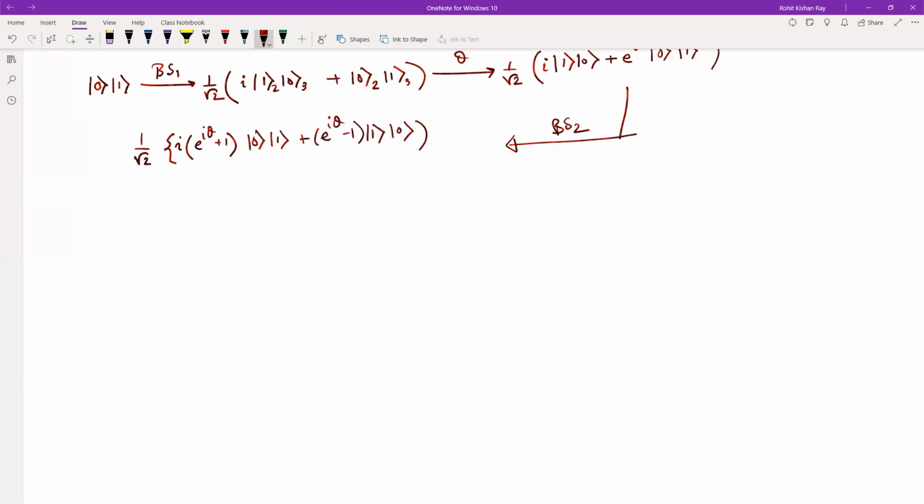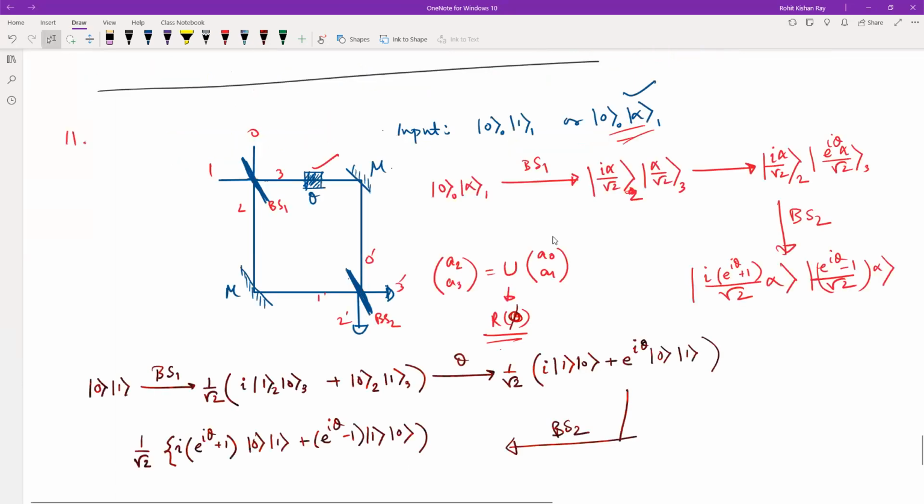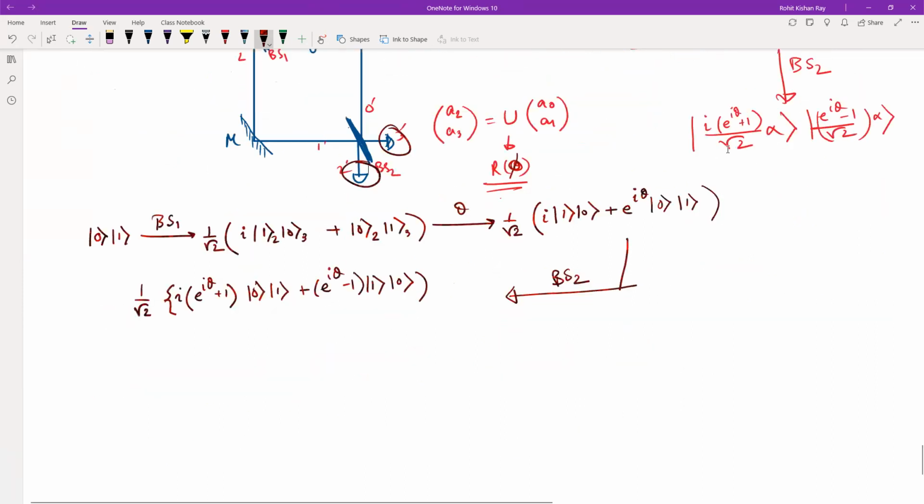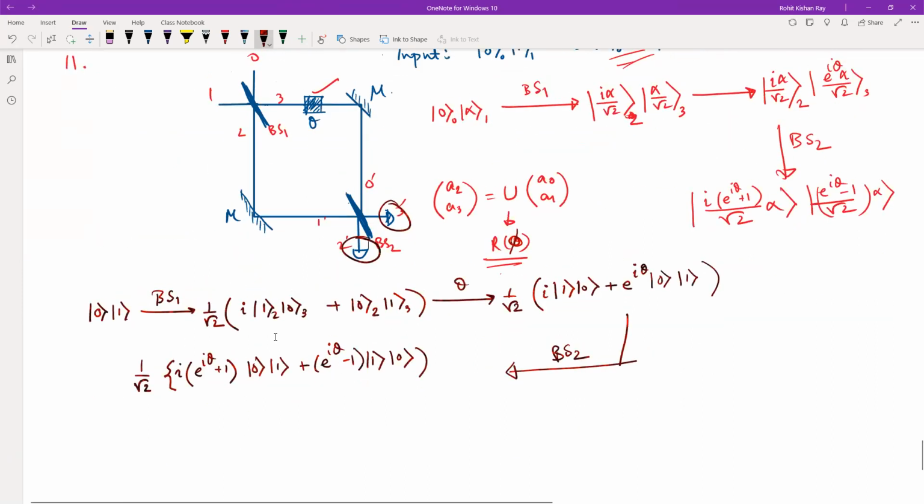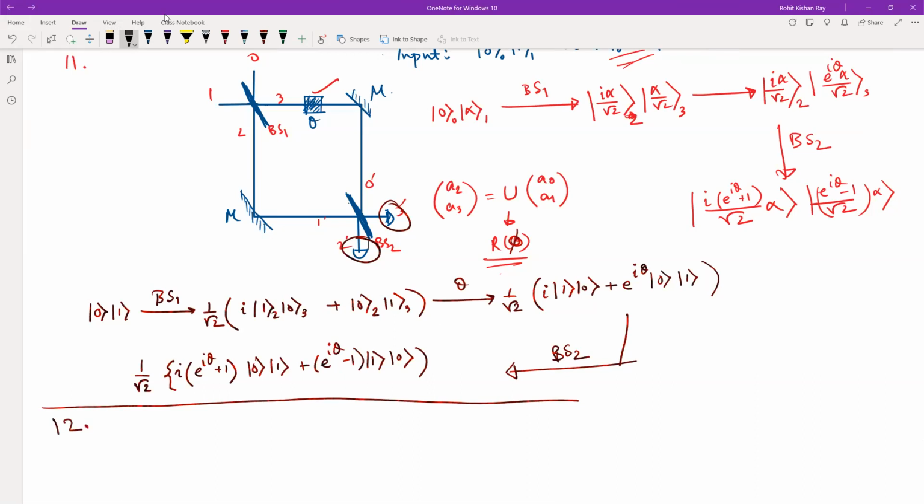So these are the outputs of the codes that were asked in the question. The outputs were asked for the two cases. So that is there. We move to the next question.